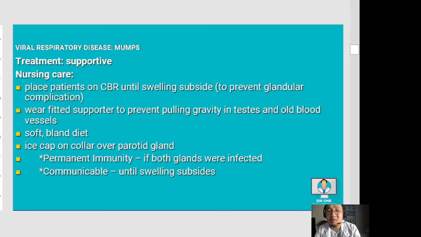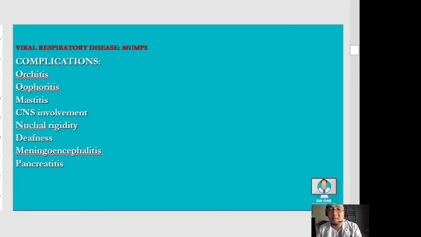Once you have experienced mumps, you have permanent immunity, especially if both glands were infected. Always remember that it is still communicable until the swelling subsides. I was mentioning earlier some other parts that can be affected. For males, the testes can be affected. For females, the fallopian tubes and ovaries can be affected.